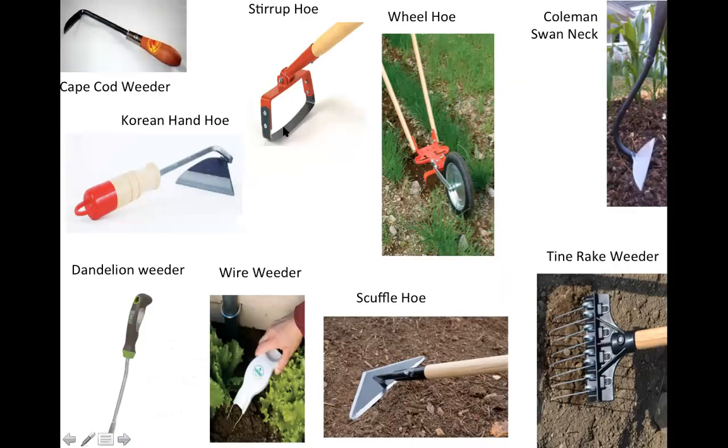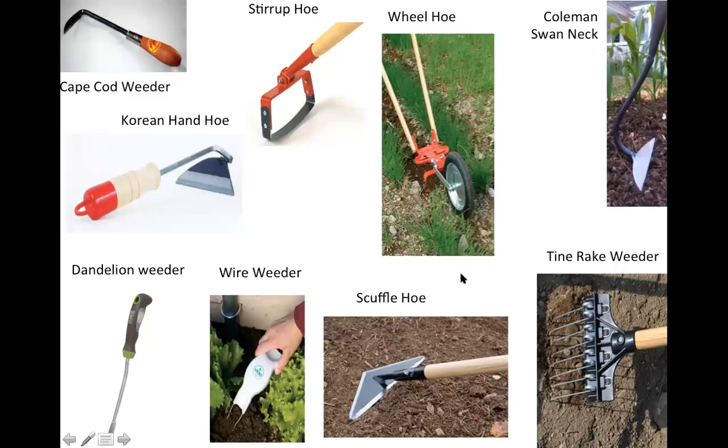Same with this stirrup hoe. These dandelion weeders are really great, so you can get to the bottom of the taproot. You don't have to dig up this huge hole. You can just shove this thing down and it can pop it right out. Yeah, there's all different kinds, wheel hoes and stuff like that, to think about.